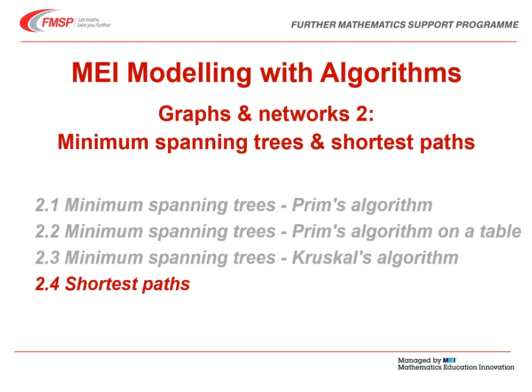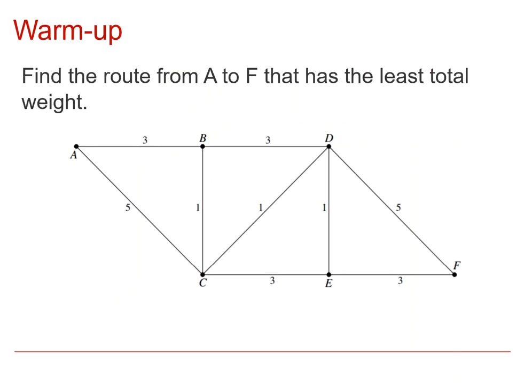We're on the topic of graphs and networks 2, minimum spanning trees and shortest paths, and we're on video 2.4, shortest paths. So let's describe the type of problem that we're going to be trying to tackle in this video. Imagine we've got a network like that and we're trying to get from A over here on the top left to F down here on the bottom right in a way that has the least total weight.